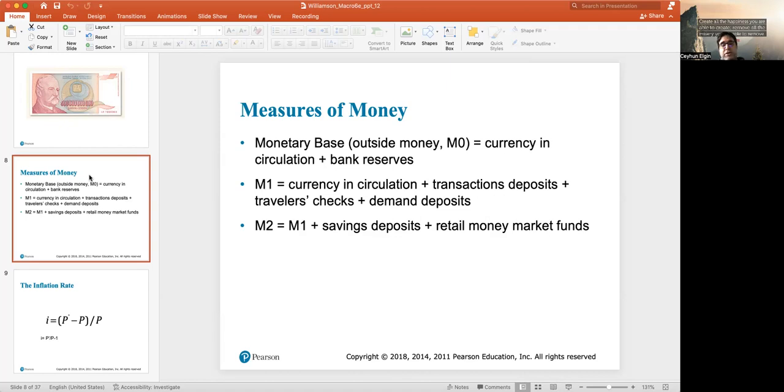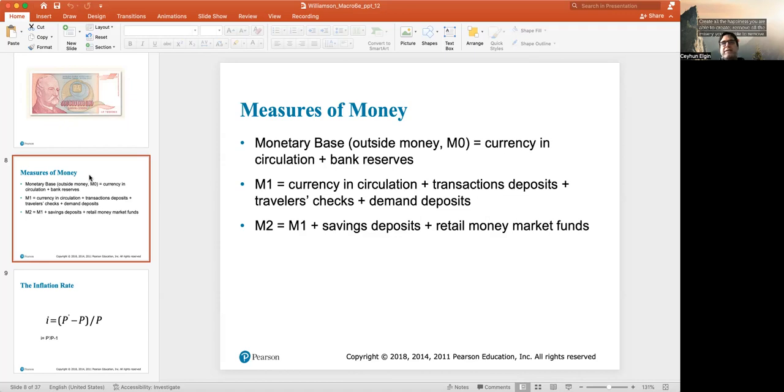M1 is another, a further measure, which includes everything in M0, plus it also includes transaction deposits, traveler's checks, and demand deposits. So basically, these are checking account balances that you can easily withdraw from ATMs without breaking the term structure of the deposit. And of course, in different countries they have different names: transaction deposits, time deposits, demand deposits, checking accounts.